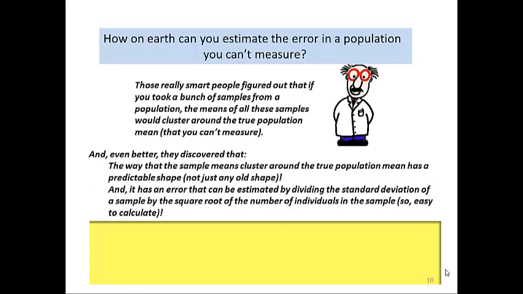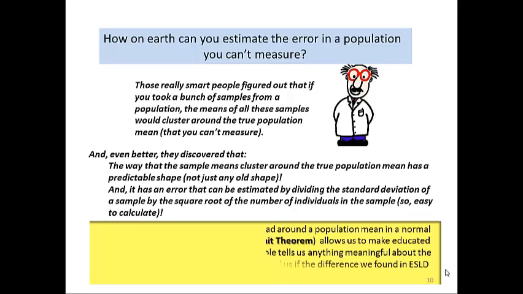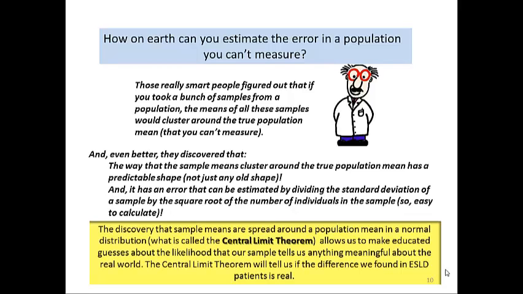Even better, they discovered that the way those means cluster around the true population mean has a predictable shape. And I'll bet you know what that shape is because you read your book. Also, it has an error that can be estimated by dividing the standard deviation of a sample by the square root of the number of individuals in the sample. Very easy to calculate. The discovery that sample means are spread around a population mean in a normal distribution is called the central limit theorem. Hopefully, you noted this in your text.